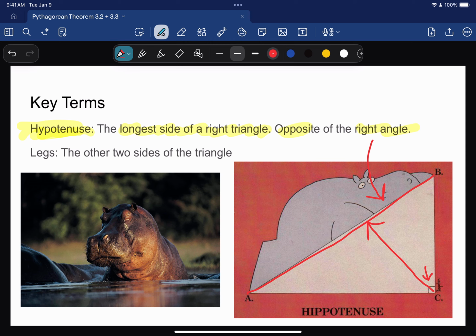And then the other two sides are called legs. Okay, so that's pretty easy to remember, the legs. So that would be this side here. Let me change up this color, maybe blue. This side and this side are the legs, okay? And the longest side is the hypotenuse. So we need to know that.